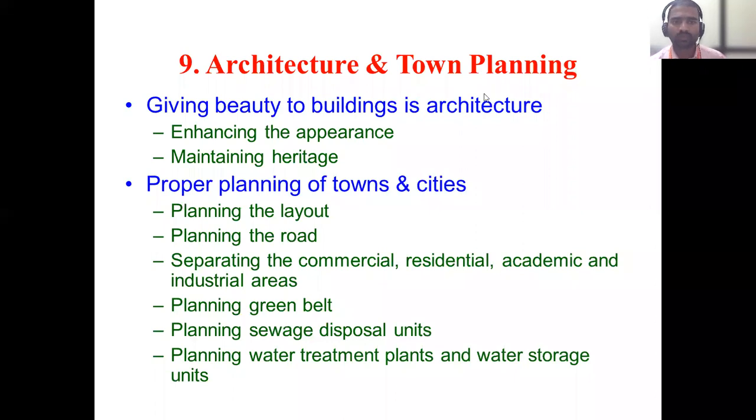Okay. So this is all about the architecture and town planning. So if you are a civil engineer, there is an opportunity for you to get into town planning in a municipal authority. In municipal, maximum civil engineers work, because in order to carry out all these works.